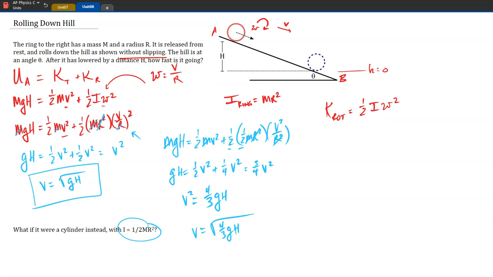In this case, since the moment of inertia was less, it was a little bit easier to rotate. So less energy was needed to make it rotate down the hill, and there was a little more energy left over for the velocity. So the velocity was a little bit bigger, the square root of 4/3 gh, as opposed to the square root of just gh in the case where it was a ring.